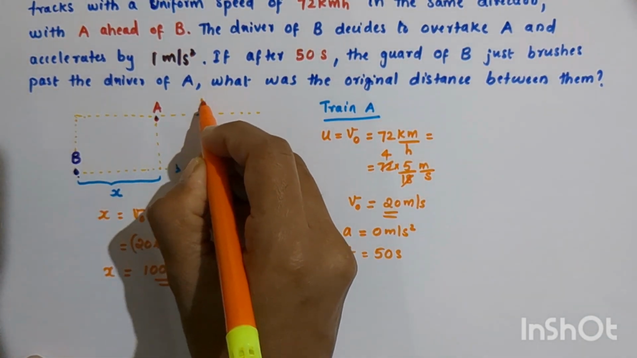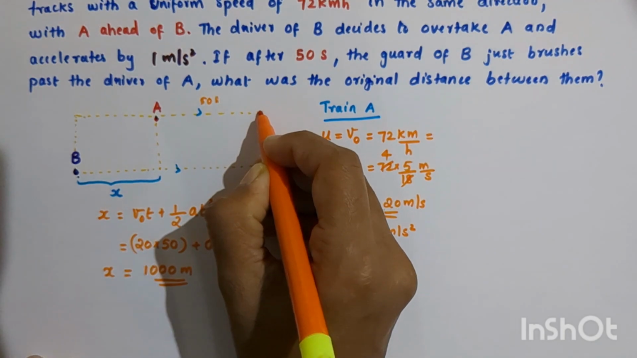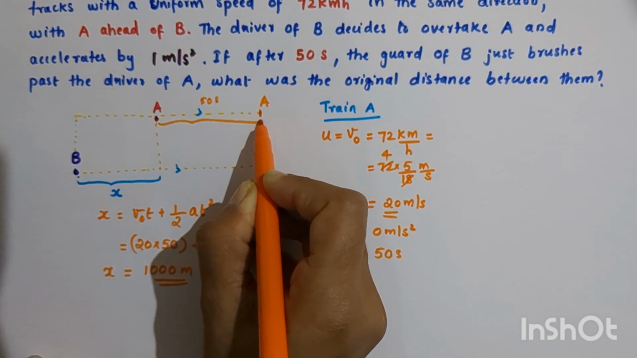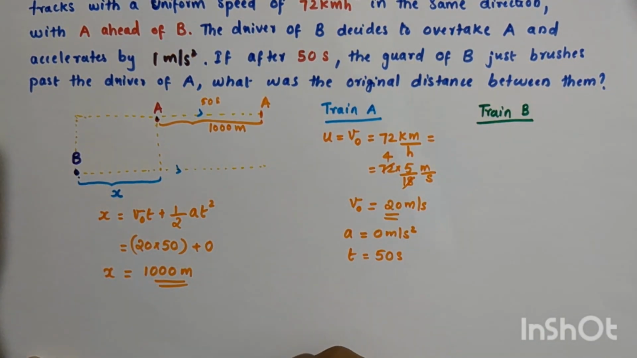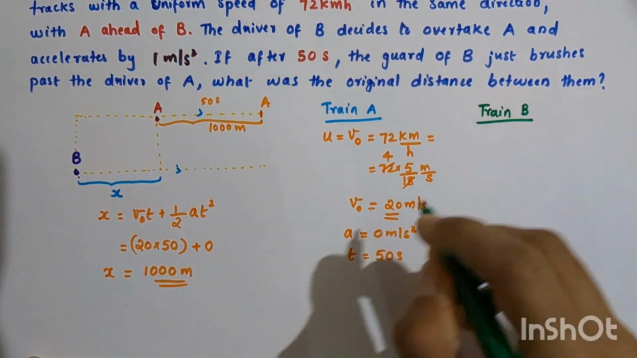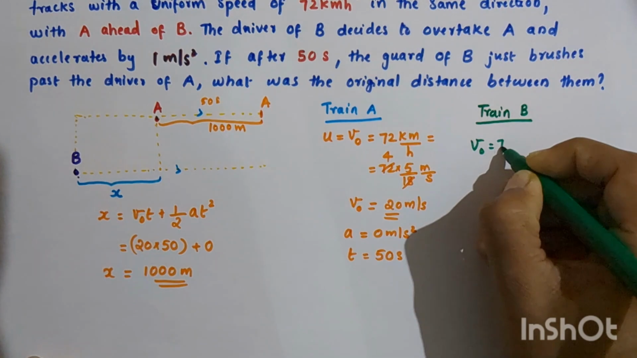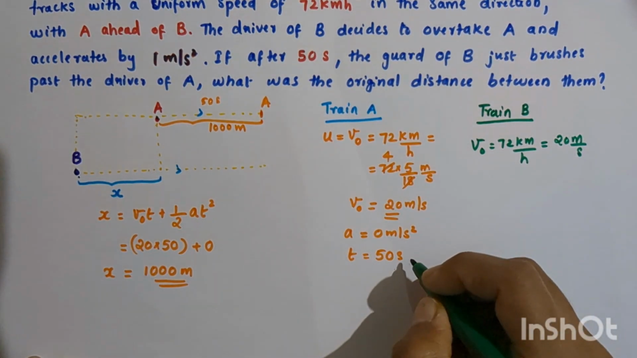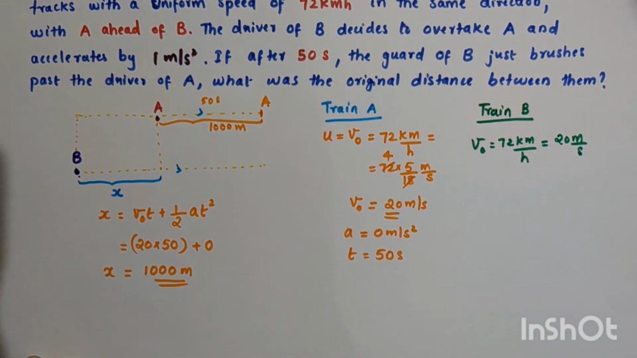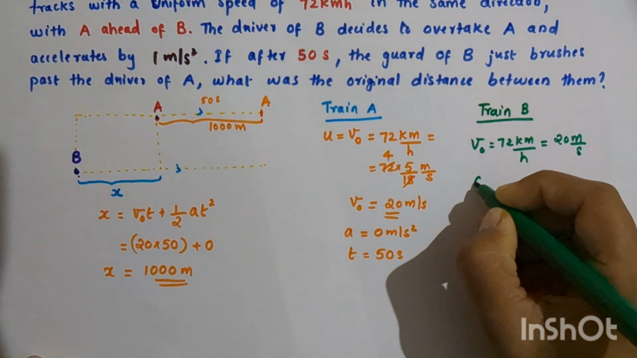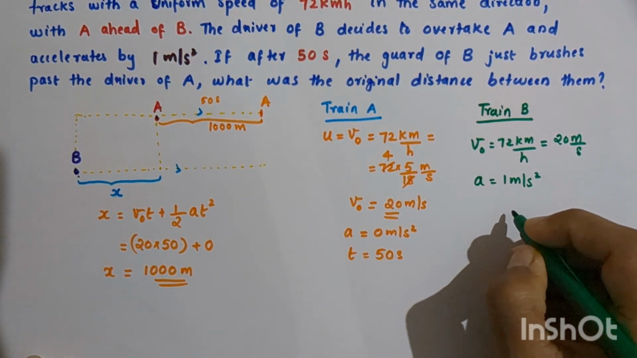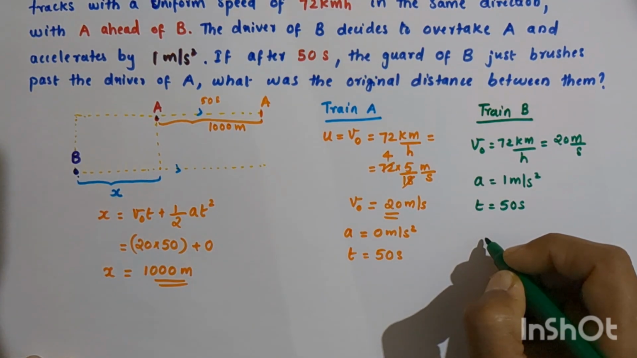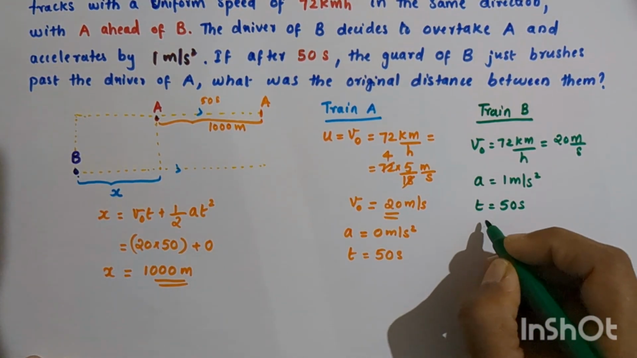Suppose after 50 seconds, the train A has reached somewhere here, the distance from the initial position to this final position. Now let us consider the case of train B. It is also moving with an initial speed V0 equals 72 km/h, which is 20 meter per second. Train B accelerates by 1 meter per second square, so its acceleration is 1 meter second raised to -2. Then I am taking the time as t equals 50 seconds. What will be the distance travelled by B in 50 seconds?